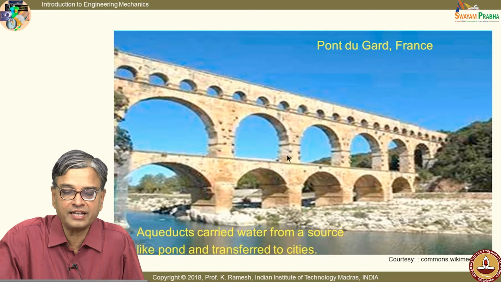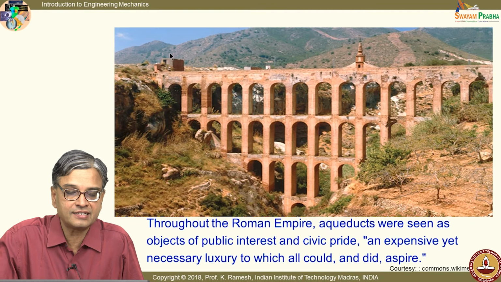And you can see here the use of arches for transporting water, these are called aqueducts, and it was a sense of pride. And this is a hilly terrain, so you have a ravine here, and they have built similar arches, multiple layers. So they were able to solve the problem of water requirement by having these kinds of structures.